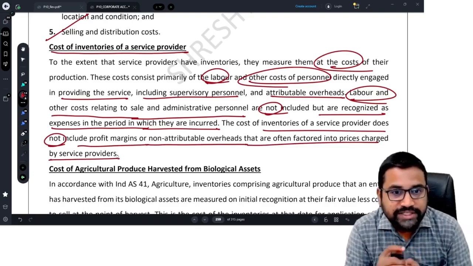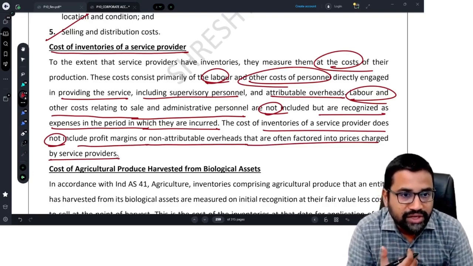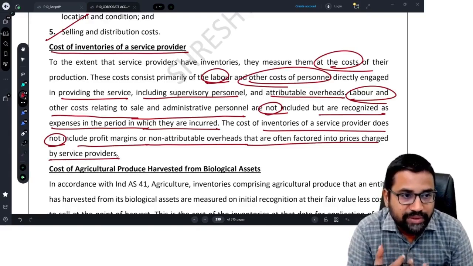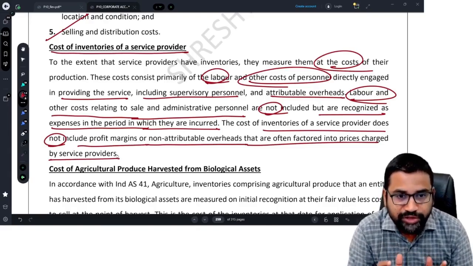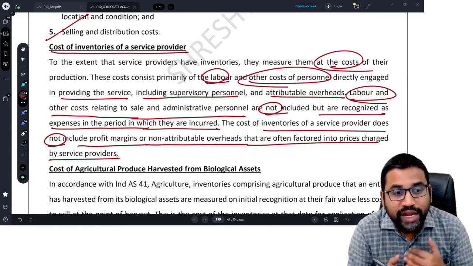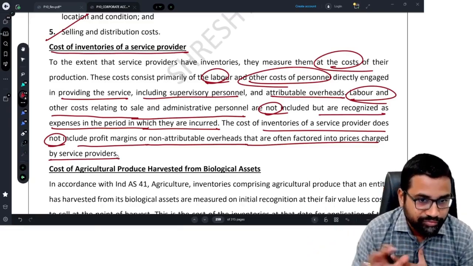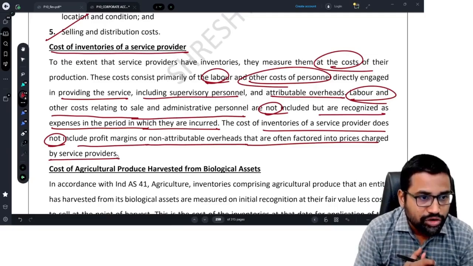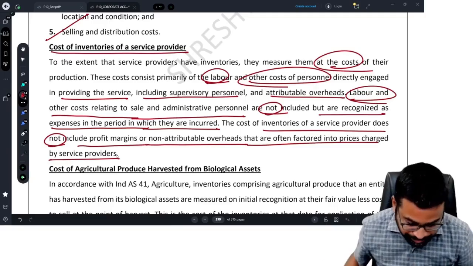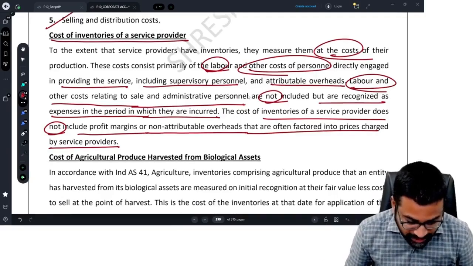See, that means generally when you are valuing the inventories, if I am a service provider, I will not include any profit margins or any non-attributable overheads. These overheads which should not be attributed to anything generally should not be included. Okay, not that much important, leave it.